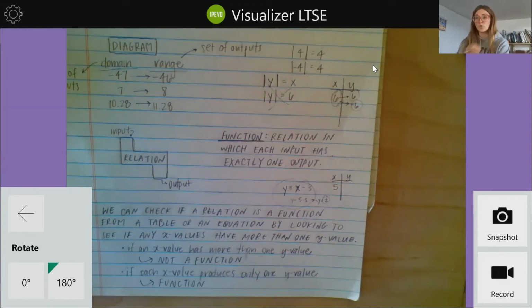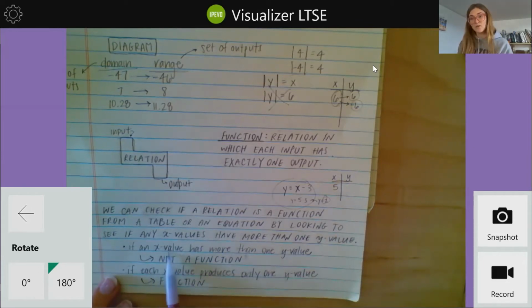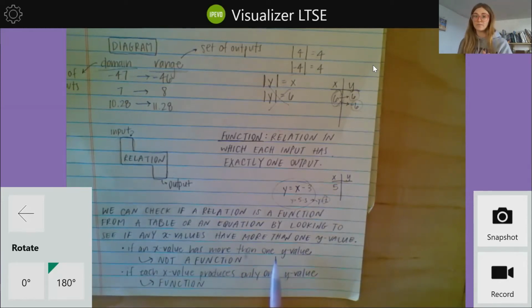You guys are going to do a few practice problems like this in your investigation. It might feel a little tricky at first, but I want you to just give it a try. And I'll post another video where I'll go over it with you, so you'll have an opportunity to see my thinking on it, okay? But basically, if you can come up with an x value that will produce more than one y value, that is not a function. And if each x value produces only one y value, then it is a function. Okay?